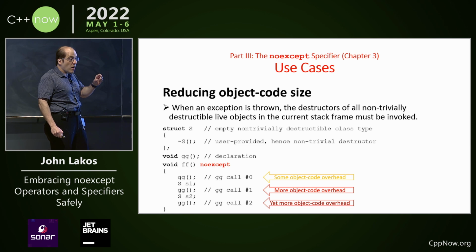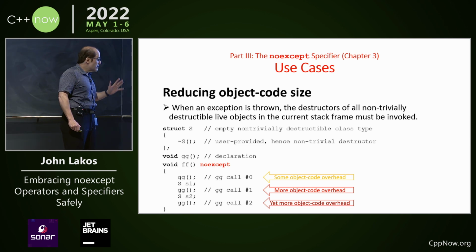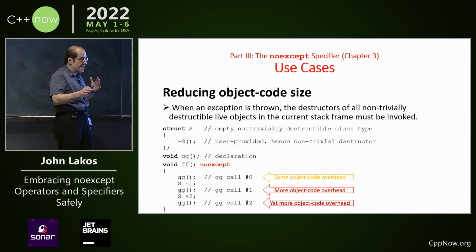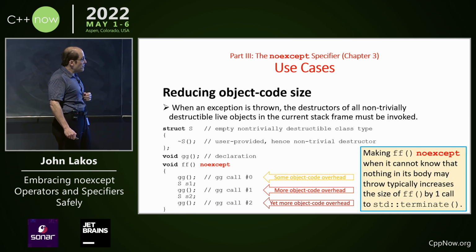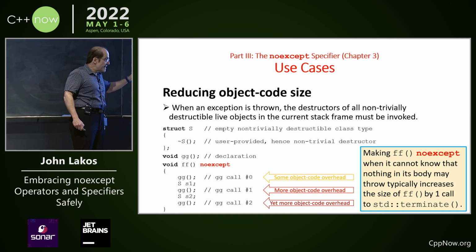If you contrive it to be what we want it to be, then you can squeeze out an instruction, but it has to satisfy a very particular property, and I'll show you that. But if you just try to do it at random, no. Anyway, making FF noexcept when it cannot know that nothing in its body may throw typically increases the size of FF by one call to terminate. That's just what happens in this case.